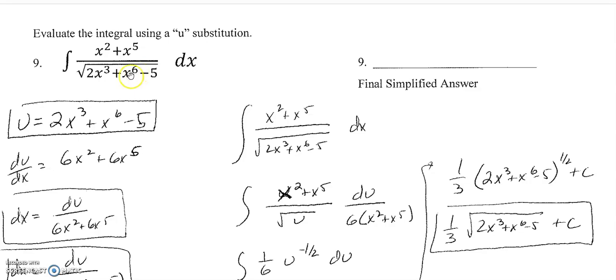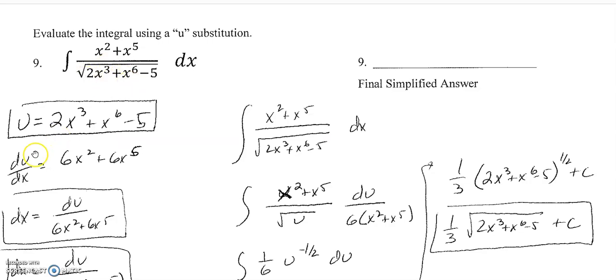So we have to decide what our u is going to be, and u will be 2x cubed plus x to the 6th minus 5. Two reasons. Number one, we don't know how to take the integral of the square root of 2x cubed plus x to the 6th minus 5, but if we make all that u, then we'll have the square root of u, and it's much easier to deal with.